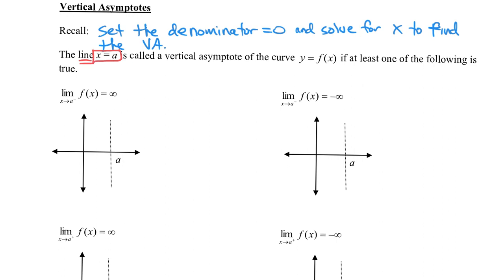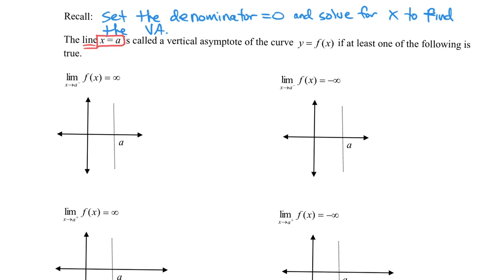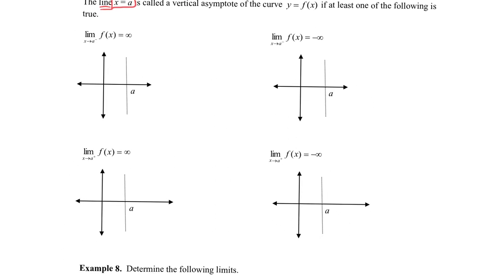And you get a vertical asymptote of the curve y equals f of x if at least one of the following things here is true. So maybe you have a function that does something like this. So it's approaching a from the left and it just goes up to infinity. Or maybe it's approaching a from the left and it goes all of a sudden to negative infinity, never to return. Or maybe you're approaching over here, approaching a from the right, and as you approach a from the right, maybe the function does something like this. It just never crosses the vertical asymptote.